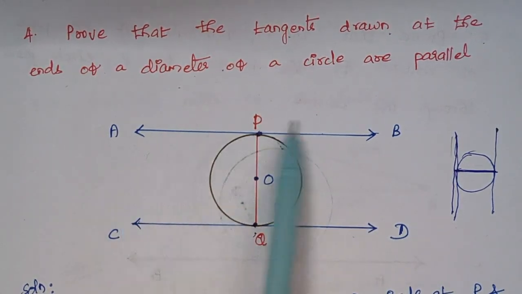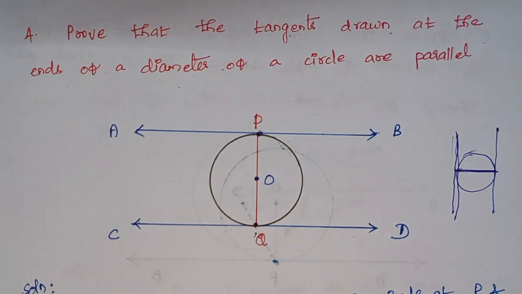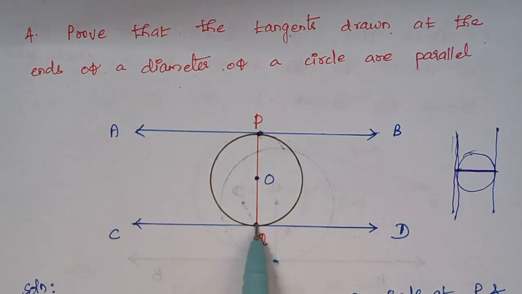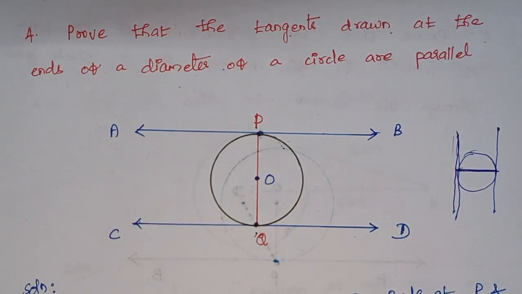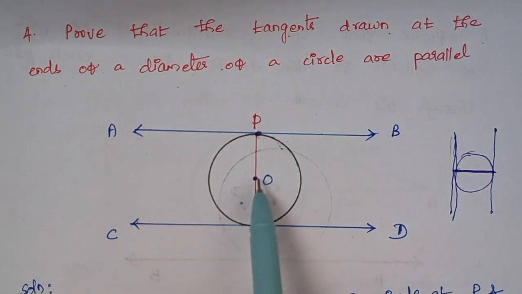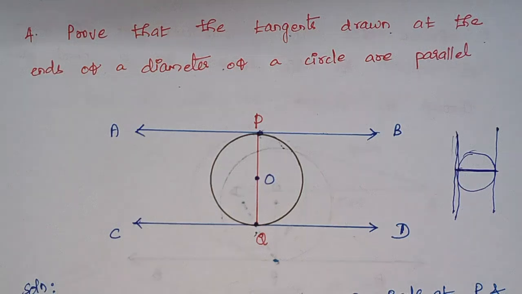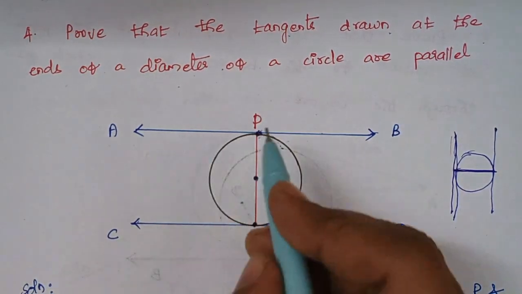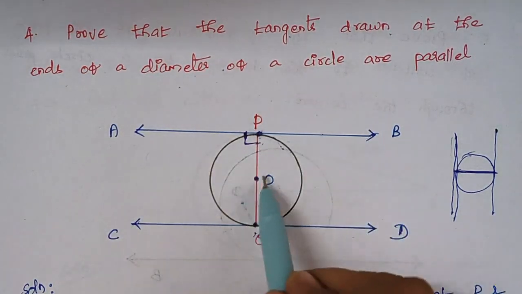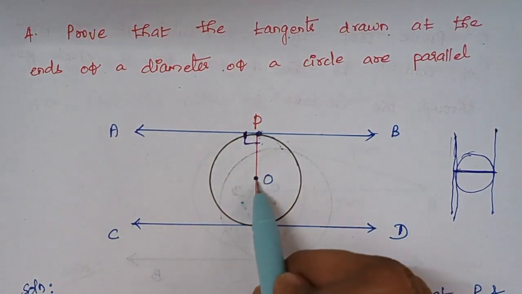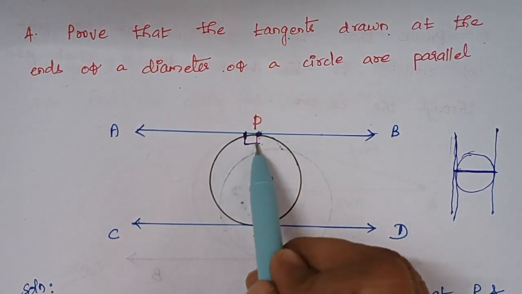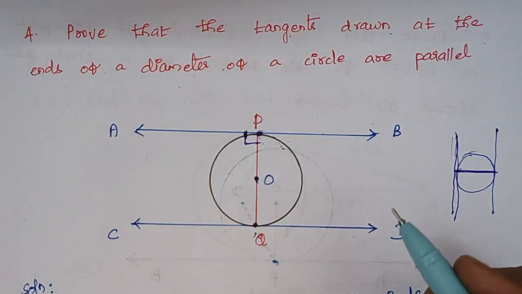So here AB and CD are the tangents. AB is a tangent at point P and CD is a tangent at point Q. Now we are going to find the angles. So you see, what is the value of angle OPA? Can you tell? OPA, that is, what is the value of this angle at P? By theorem 10.1, the radius and the tangent are perpendicular. So here the angle will be 90 degrees.